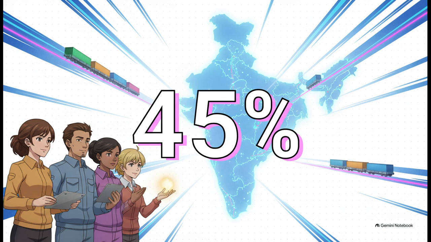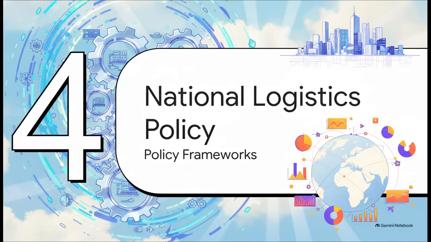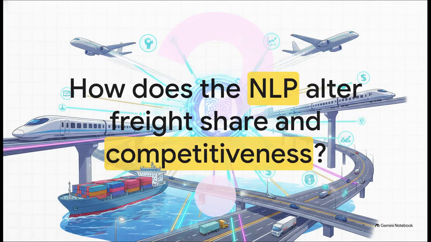The National Rail Plan Vision 2030 is targeting a 45% freight modal share for the railways, up from a much lower current share. Let's jump to Section 4, the National Logistics Policy. How does the NLP aim to alter freight modal share and boost economic competitiveness? Again, analytical, objective evaluation is key here. Just stick to the data.